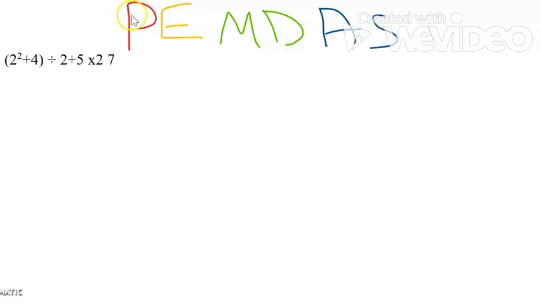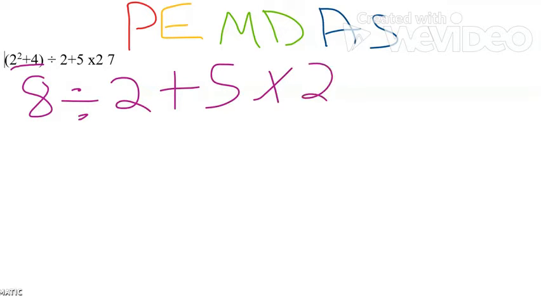So first thing we need to look for is parentheses. And we see parentheses right at the beginning of this problem. Inside of those parentheses, you see 2 to the second power plus 4. So we need to solve for that first. Now we also have an exponent inside of those parentheses. So even inside of the parentheses, we have an order in which we have to do things. So we have to solve 2 to the second power first. We know that that means 2 times 2, which is 4. And then 4 plus 4 is 8. So let's rewrite our problem, having solved for what's inside of those parentheses. It's 8 divided by 2 plus 5 times 27.